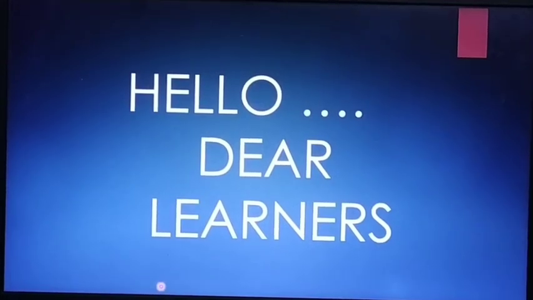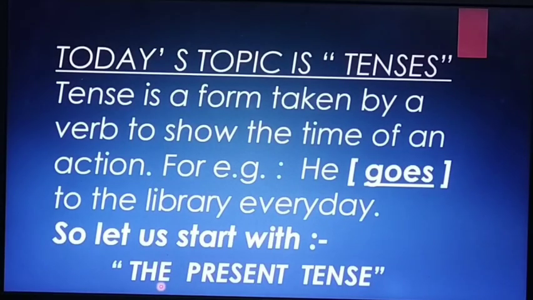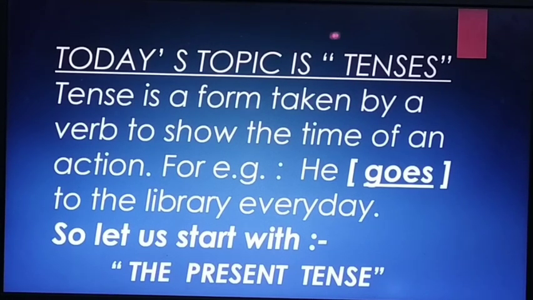Hello dear learners. Today I will help you to understand a grammar topic, tenses. Dear learners, tenses play an important role in both communication and writings. Our marks in English also get deducted due to wrong use of tenses. So today we'll discuss tenses.